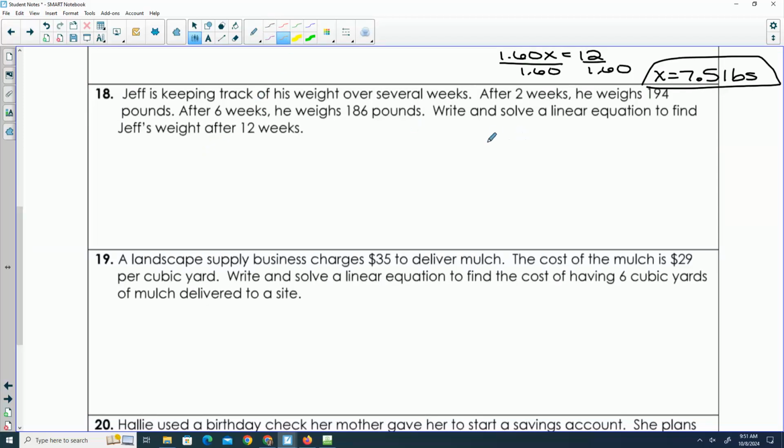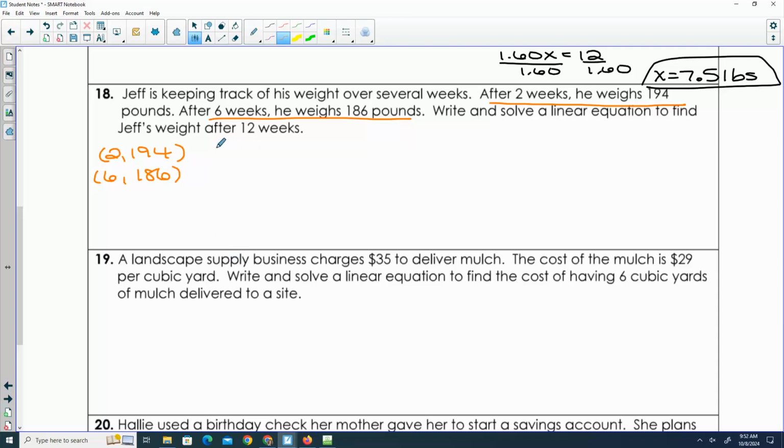Jeff is keeping track of his weight over several weeks. After 2 weeks, he weighs 194 pounds. Those go together. At 2 weeks, his weight was 194. After 6 weeks, his weight was 186. I gave you 4 numbers right here. What have I given you? Ordered pairs. Yeah. So at 2 weeks, we weighed 194, and 6 weeks was 186.